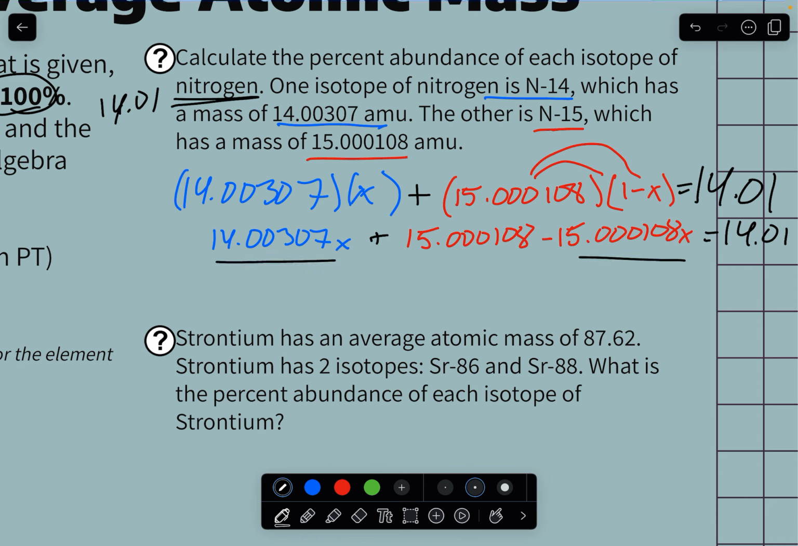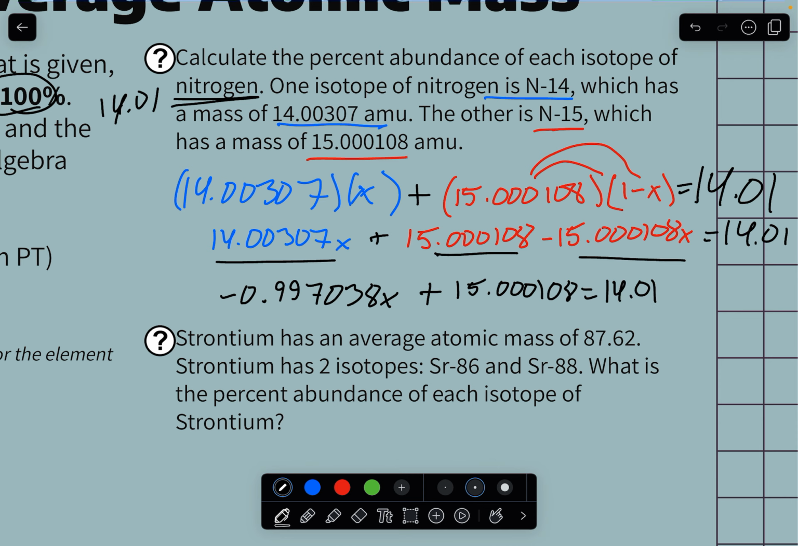We have two numbers that have an X in them. So if we combine those, we get negative 0.997038X, and then we're adding the number that does not have any variables on it. It does not have any like terms, equals 14.01.